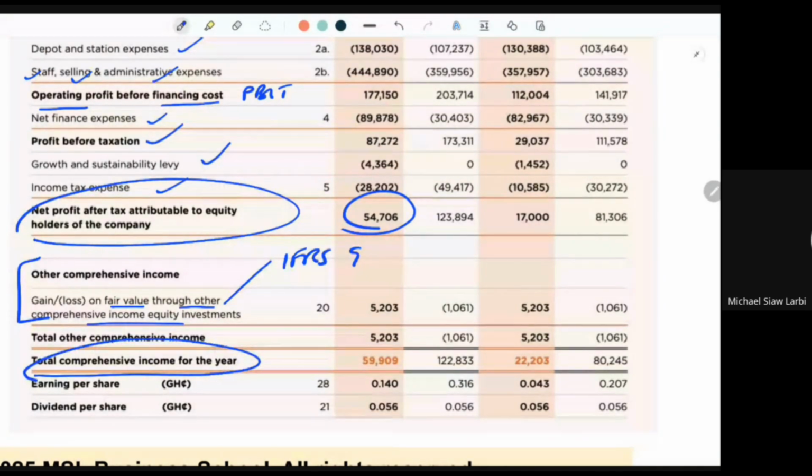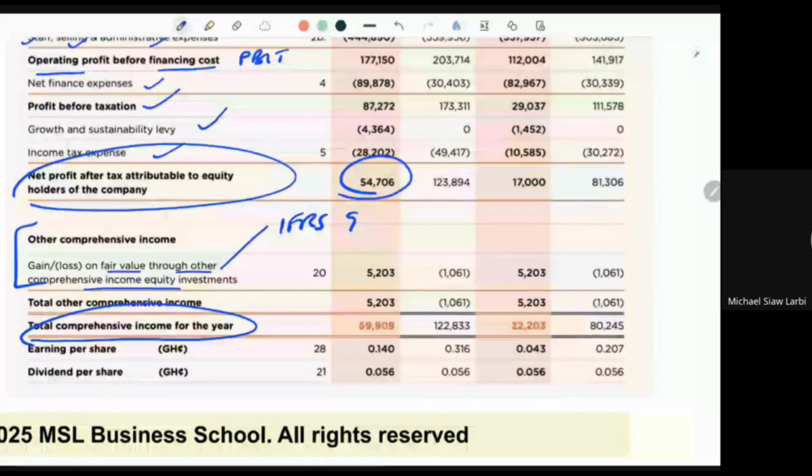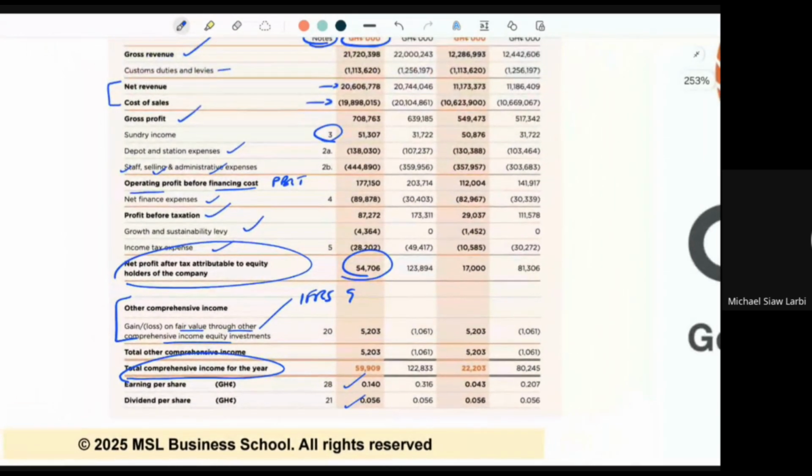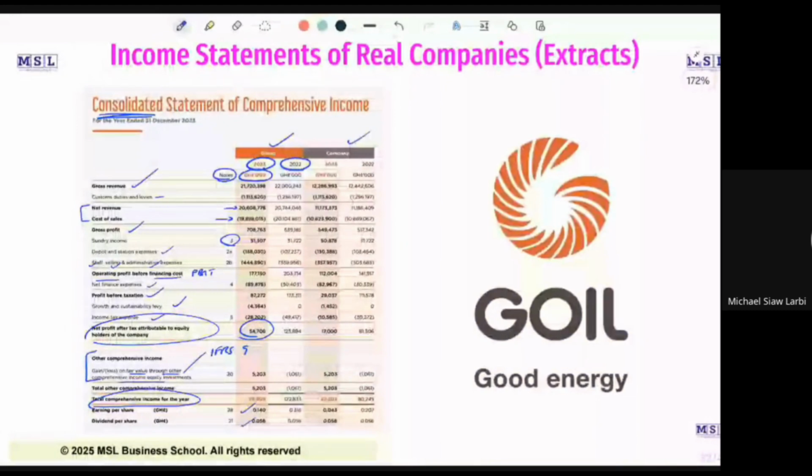Then for some listed entities, you're supposed to show your earnings per share and your dividends per share. It's a requirement under accounting language, which we call IAS 33. Okay. So this is how a real one looks like. At least this should make sense to you, right?